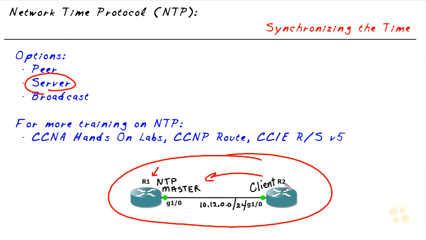We could also tell R2 to be an NTP broadcast client, which would simply say, hey, listen for NTP servers. Go ahead and then use that server to sync your time with. Using the specific server option by telling R2 to use R1 is more accurate and more controlled than using the broadcast option, but they are both options.